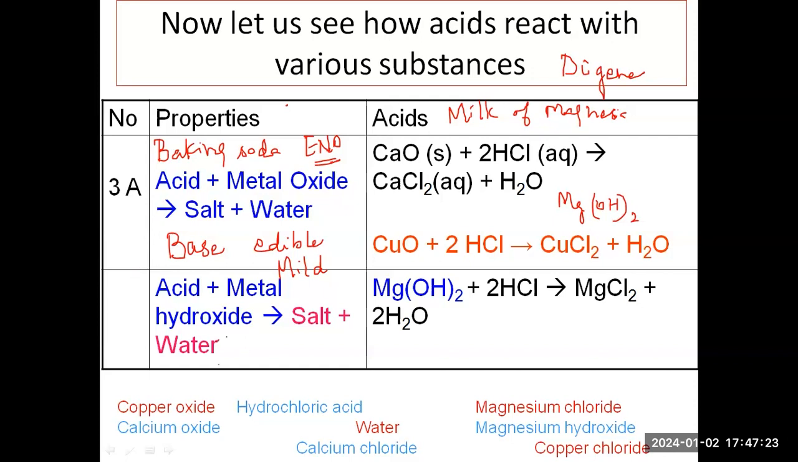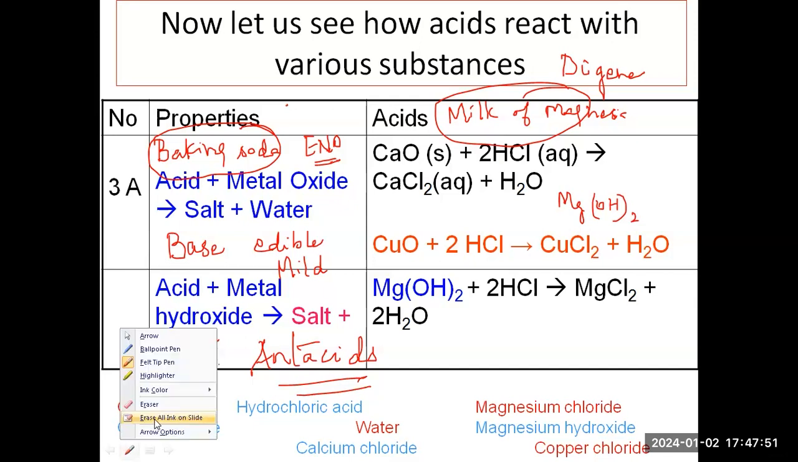The question can be like: a person is suffering from heartburn or acidity, how will the person be relieved? So these are the two examples that can be given, either baking soda or milk of magnesia. Because these substances counter acidity, they are called antacids. They are anti-acids, so they are called antacids. Antacid is the common name for these substances, right?